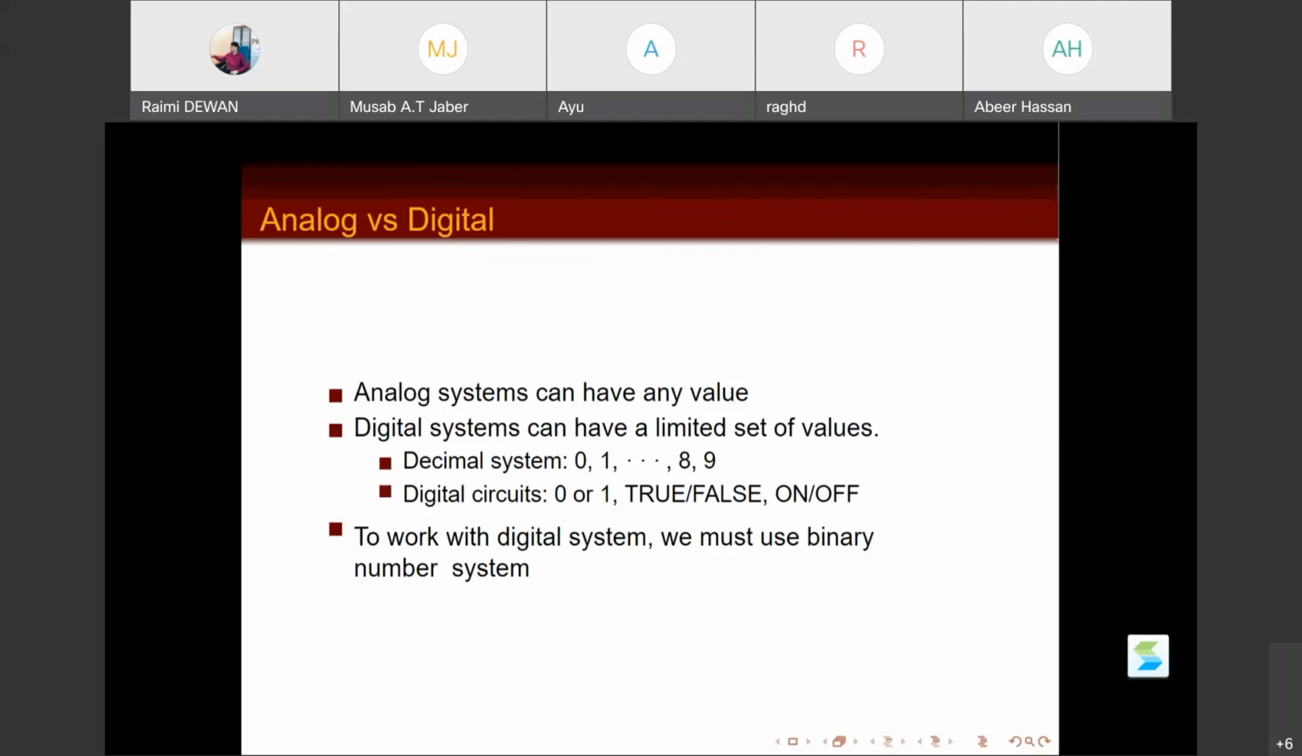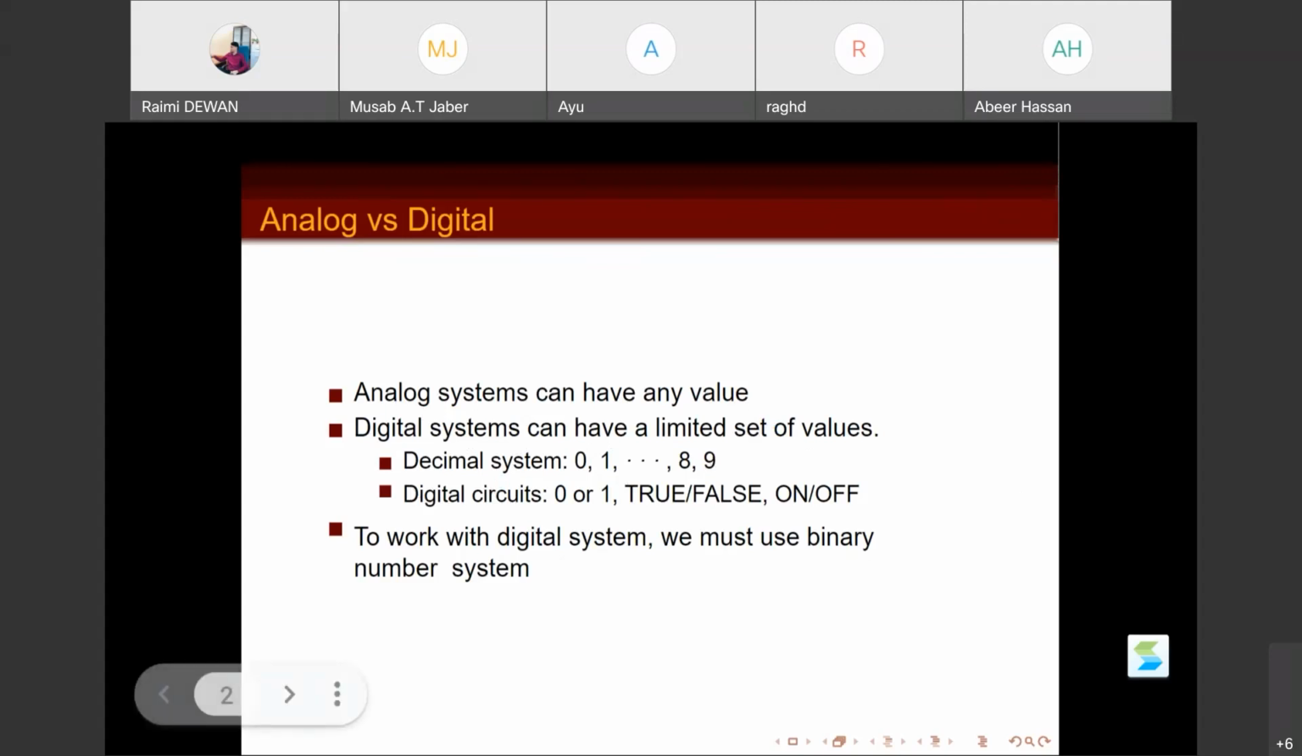The decimal system we are familiar with because this is what we use in our daily life. However, we have a lot of other systems, for example the binary system, which uses 0 and 1. The octal system uses 0 until 7, because octal means eight, so it is an 8 digit system: 0, 1, 2, 3, 4, 5, 6, 7. Digital systems can have a limited set of values, and in digital circuits we often use the binary system, which is 0 and 1.